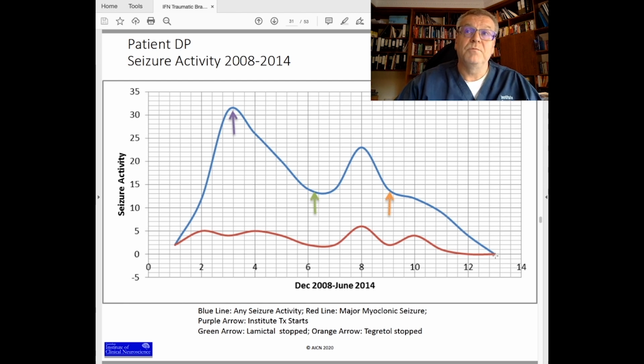Now, I just followed him up 2 or 3 years ago, and he had gone 3 years without seizures. And he has presently got his license back, and so his life is pretty much returned to normal, which is good for him.